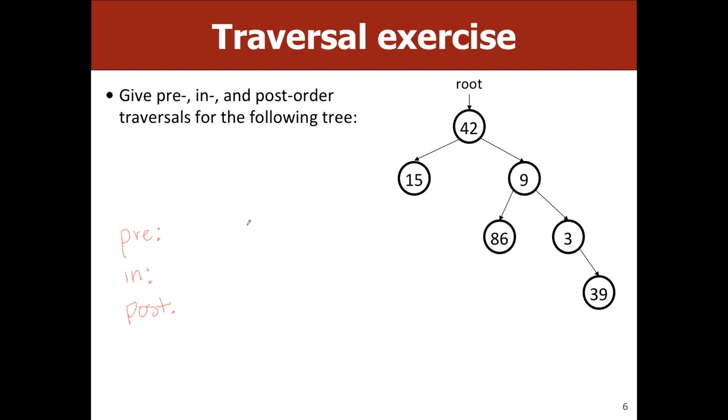Okay, does anybody want to share a pre-order traversal that they found? Yes. 42. Okay, so 42, 15, and then we're going to pass 9, 86, 3, 39. Yep, exactly. So we have 42, 15, 9, 86, 3, 39. Okay, what about in order?